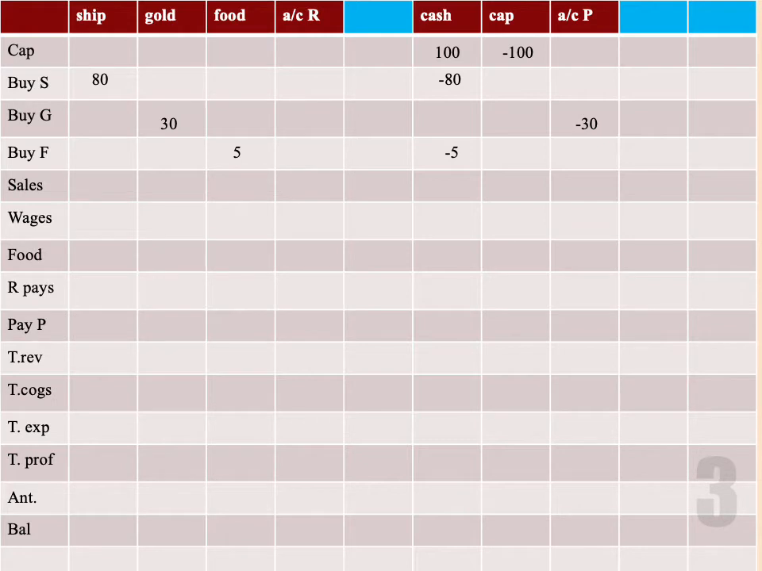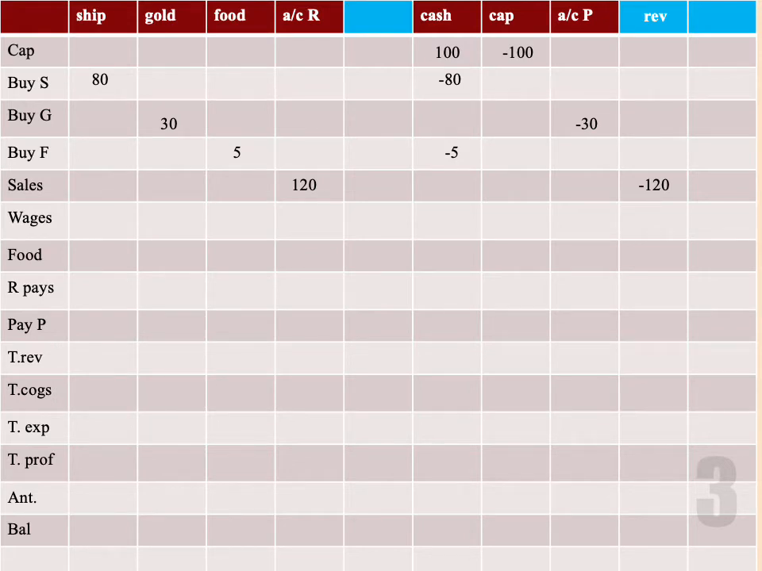The ship goes off, trades, buys the spices, comes back and sells them. So now we have sales revenue. We don't get it in cash. We have an accounts receivable column, as you can see. The accounts receivable column goes up 120, and this is revenue. So we have a revenue column.